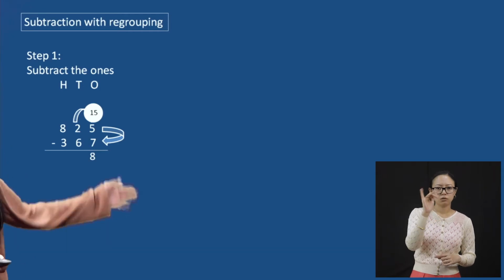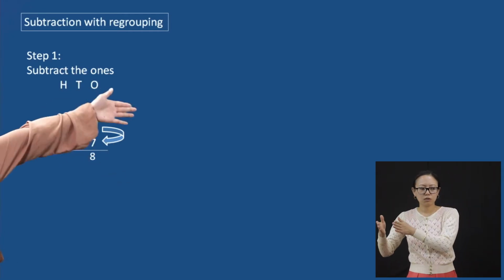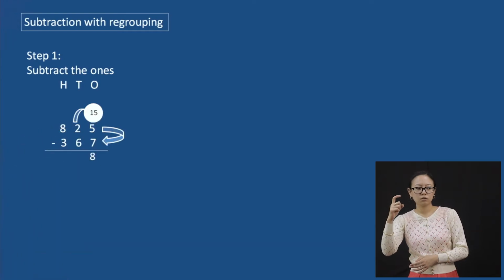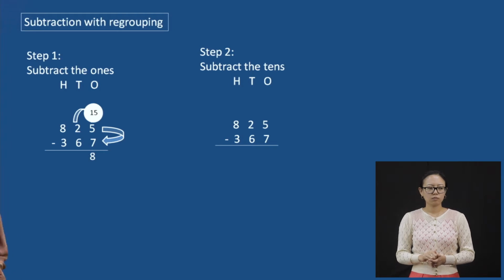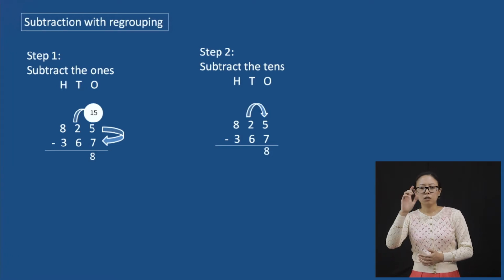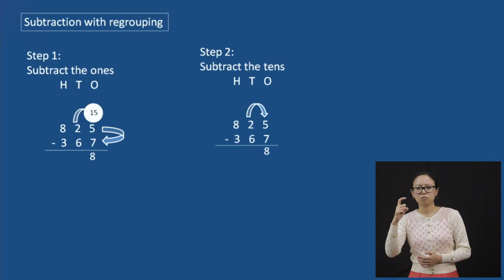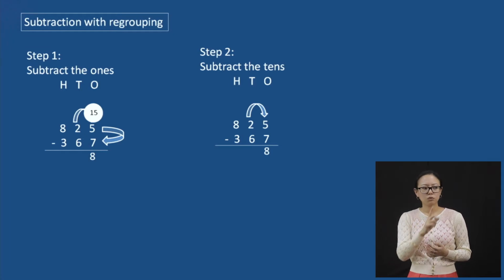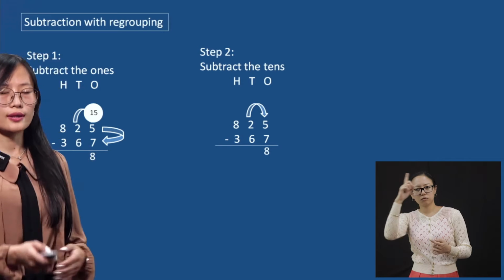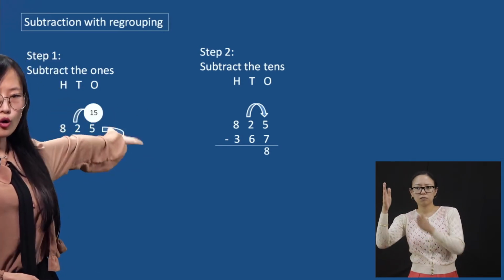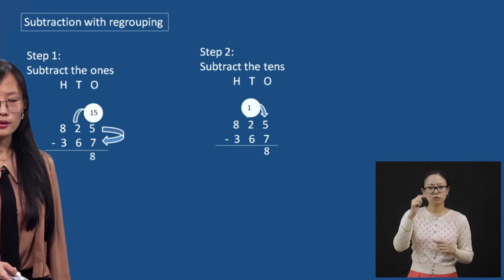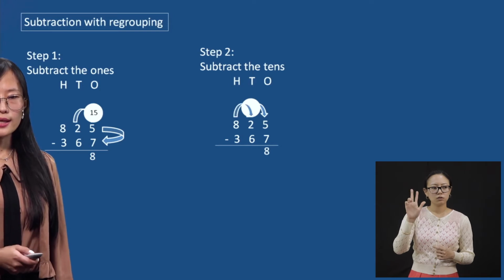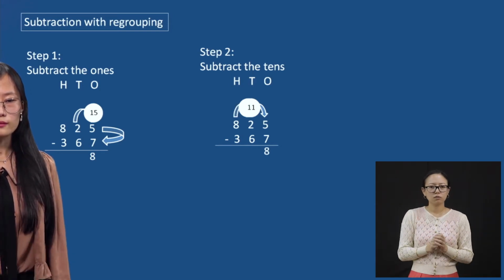So here in the tens place, 1 has been given to the next number, so you have only 1 here. Now let's do the second step. The first step has been done. In the tens place, you have only 1, which you have given to the ones. So you borrow 1 from the hundreds place, which makes it 11. So 11 minus 6 will be 5.